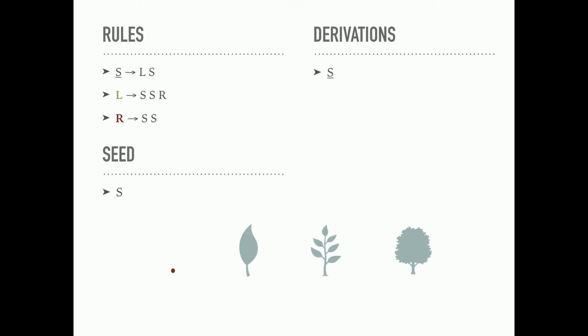I'll show you. So on the left side we have rules for S, L, and R. Our first word is the S. In the next iteration we replace the S with LS. Then we replace the S in the new word and the L in the new word, and so on. So the word gets longer every step.